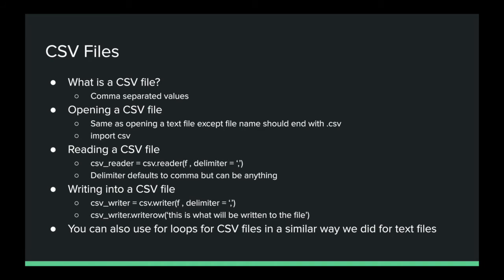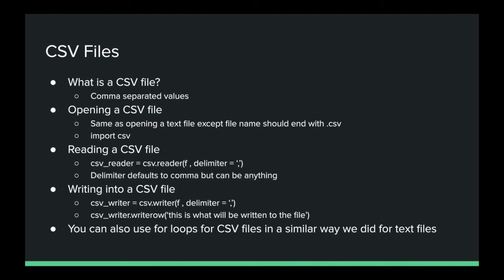For reading a CSV file, there's a different command. You use the csv.reader function, and you store that in a variable. You could call it anything, but I called it csv_reader. Essentially you pass that variable f into the csv.reader function, like you did with the .read and .readlines functions. You could also indicate the delimiter. By default, again, it's comma, but you could change it to what you want. So that's how you read the CSV file.